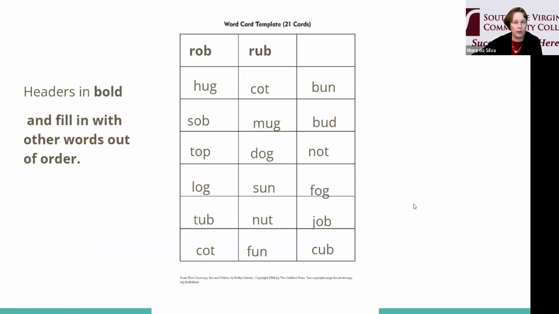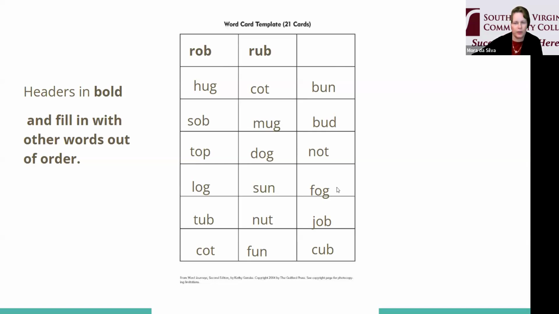Then I took those and put them into a template that you can get, by the way, on that link to Kathy Gansky's page, that publisher page. This template is cards. I put the keywords in bold at the top, and then I put in the words out of order. This can be cut up and then sorted, and there are a lot of different activities you can do with this.